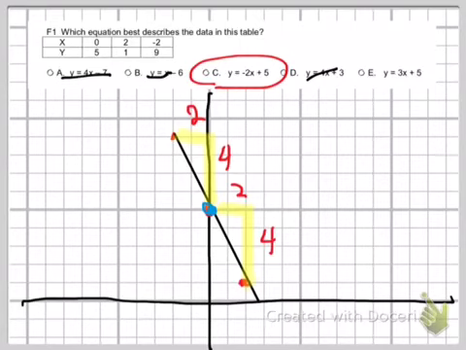I counted my rise and the run. The rise was 4, and the run was 2. And it goes down, so it would be negative. So the answer was C, negative 2x plus 5.